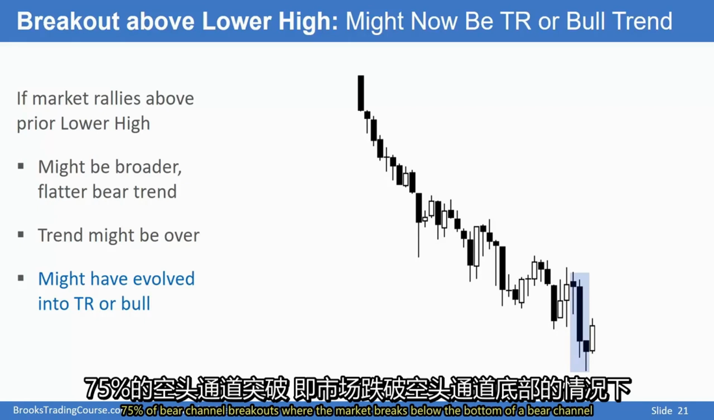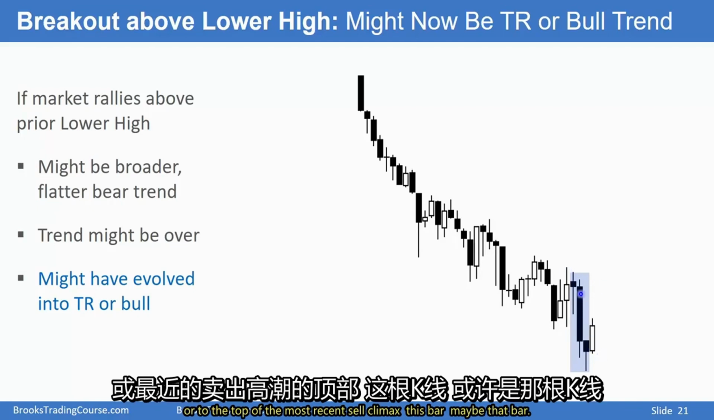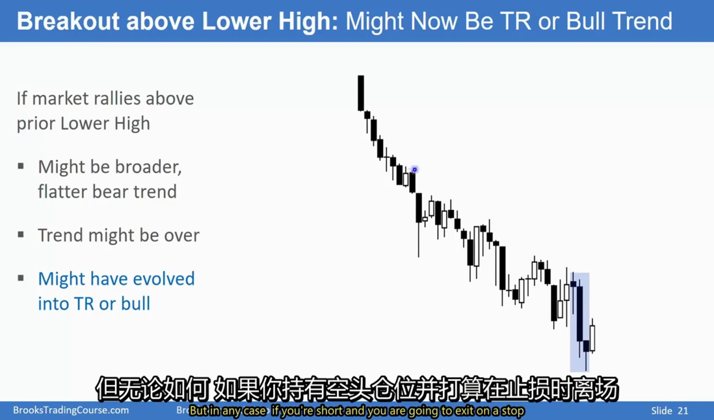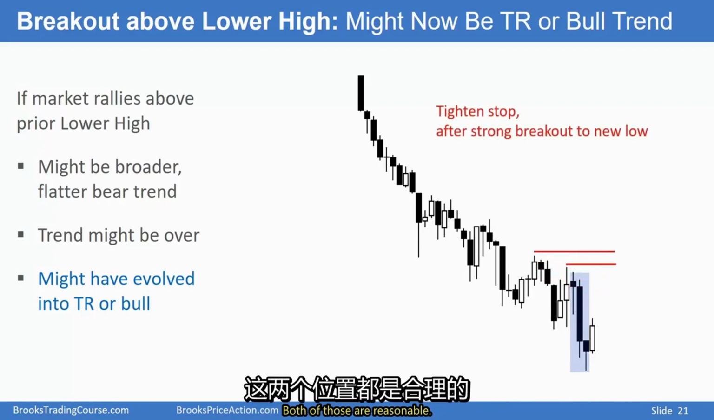75% of bear channel breakouts, where the market breaks below the bottom of a bear channel, 75% of them will reverse up to the top of the channel or to the top of the most recent sell climax, this bar, maybe that bar. But in any case, if you're short and you are going to exit on a stop, your stop now is above this bar or above that bar. Both of those are reasonable.